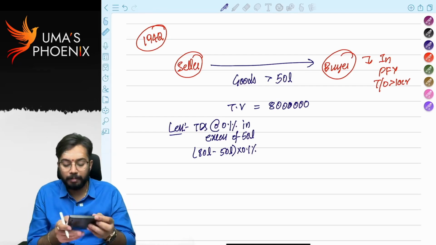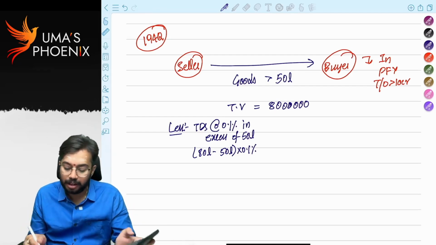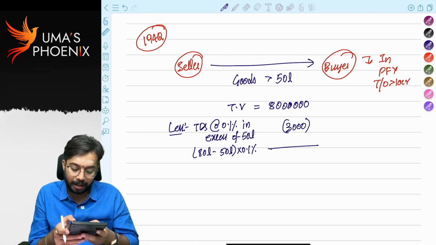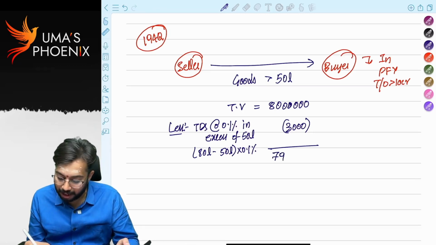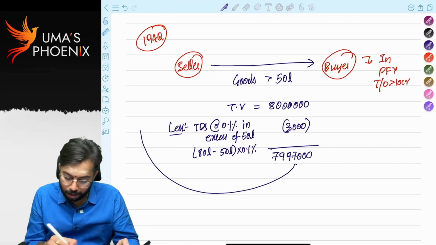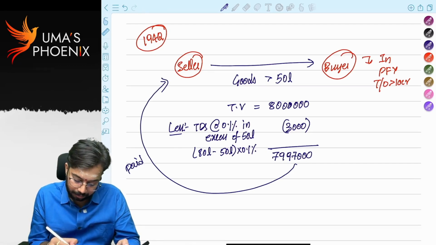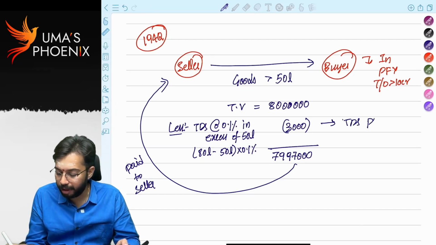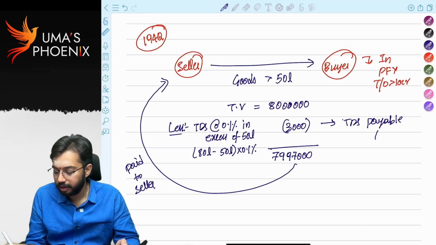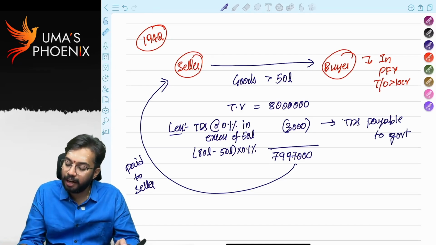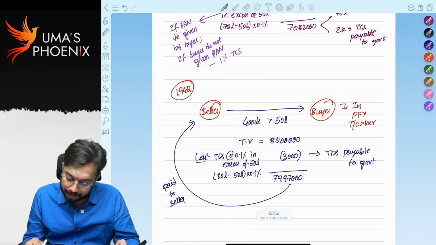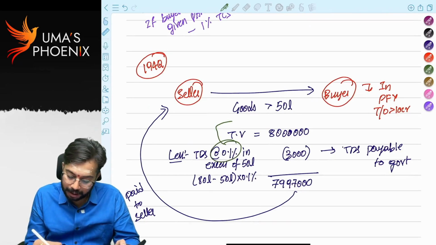30 lakhs into 0.1%. I think it's 3000, right? 3000 TDS will be deducted, and the balance how much? 80 lakhs minus 3000, 79 lakh 97,000. This amount will be paid to the seller. And this 3000 will be TDS payable to government. What is the rate of TDS? The rate of TDS is 0.1%. This 0.1% is applicable if PAN is given.